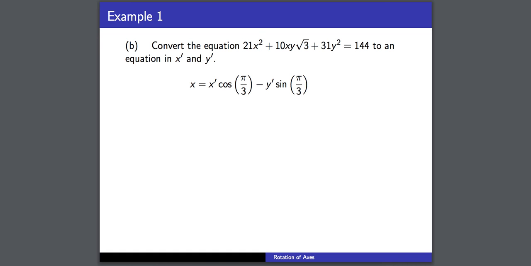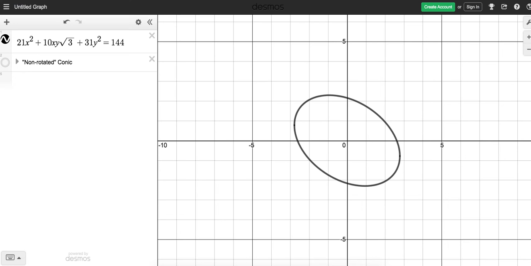So here we have example 1b: convert the equation 21x squared plus 10xy times the square root of 3 plus 31y squared equals 144 to an equation involving x prime and y prime, so an equation on our new rotated axes. If we take a look at the graph of this equation, it's an ellipse that's been rotated. The rotation happens because of this xy term, this 10xy times the square root of 3. In the next video, we're going to take a look at how to determine how many degrees or radians the original conic section rotated.